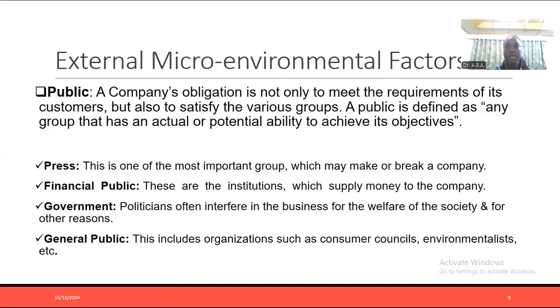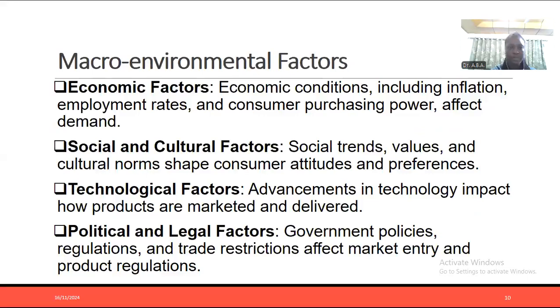A public is defined as any group that has an actual or potential ability to achieve its objectives. So we can have examples like the press or the media. We can have the financial publics, which involves the financial institutions. Then we can have government as part of the publics, and then the general public. All of these are part of the external micro-environmental factors.